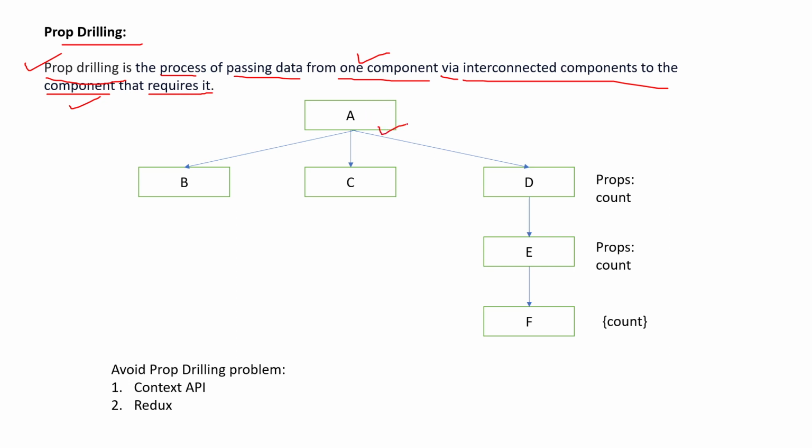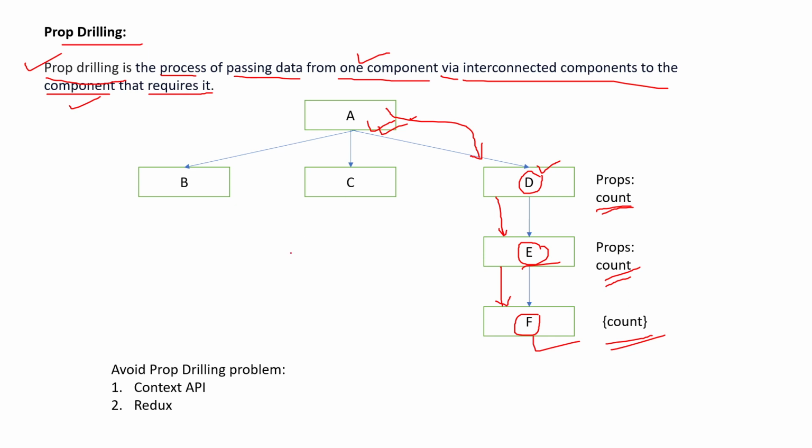Suppose in this diagram, component F wants to use the data that is present in component A. According to prop drilling, you have to pass the data to component D, suppose count is the data, and then you have to pass it to component E. First you pass it to D, then to E, and then component F can use the data. The data transfers from here to this component, then this component, and then in this component you can use the data. That is called prop drilling.